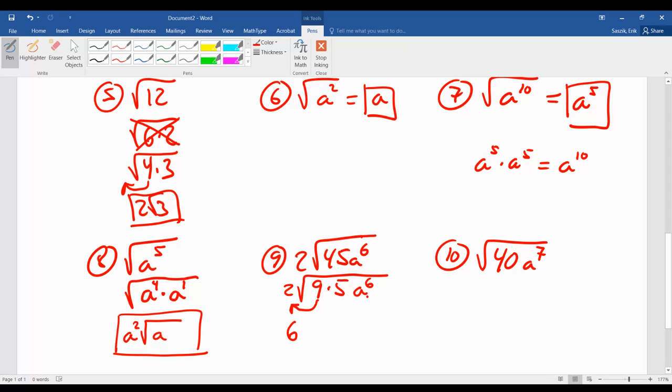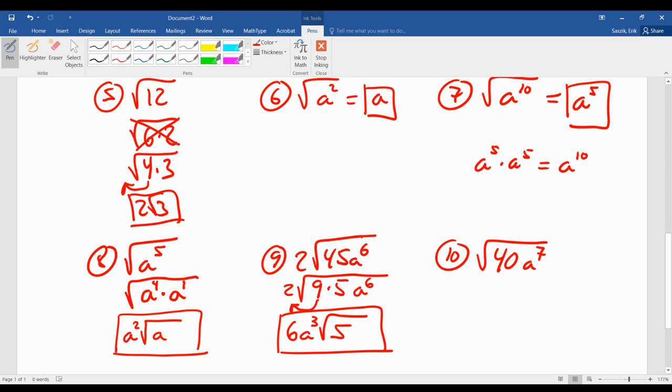And remember, this is an even power. So we just cut that in half, bring it outside. And then what's left inside? Just the root 5. That's it. There's no a inside. You're only going to have a variable left inside if you started with an odd power.